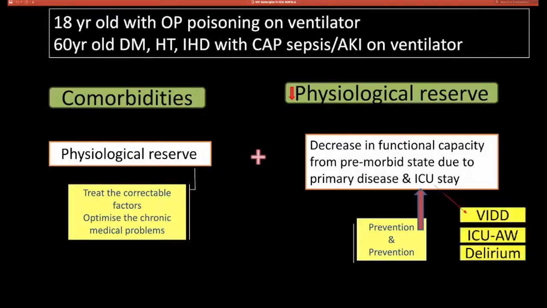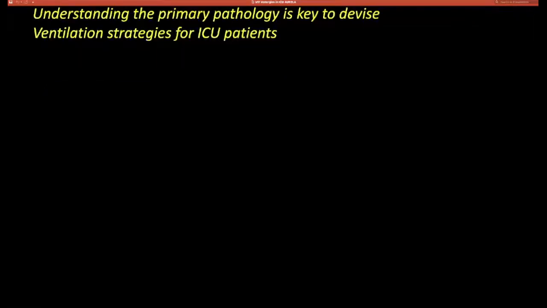So these are some of the ICU stay associated problems: ventilator-induced diaphragmatic dysfunction, ICU-acquired weakness, delirium, malnutrition, and lack of sleep. I can go on and on and on. But these are some of the things you have to prevent. The only thing you can do is prevention, prevention, prevention. So understanding the primary pathology is key to devise the ventilating strategies for an ICU patient. And correction of the primary pathology is the most important thing.